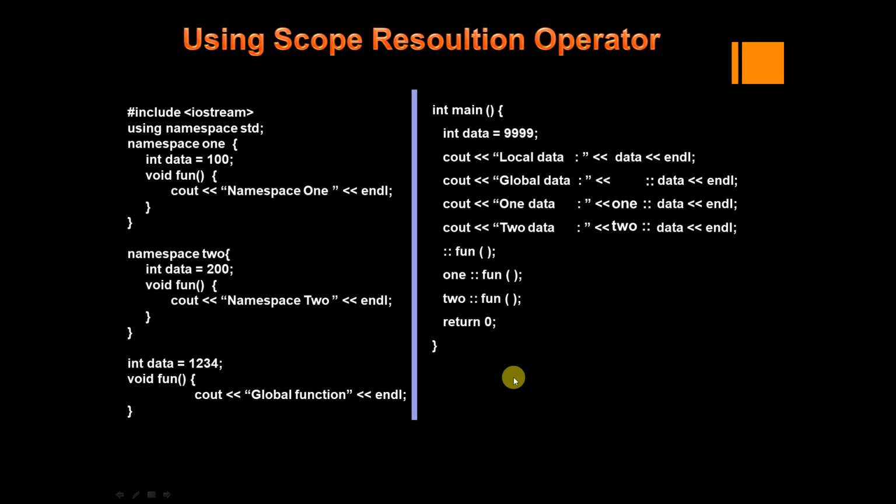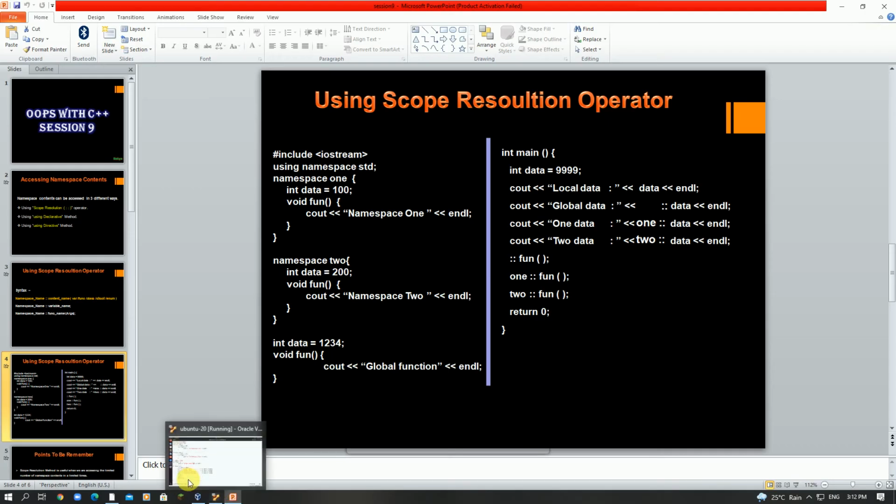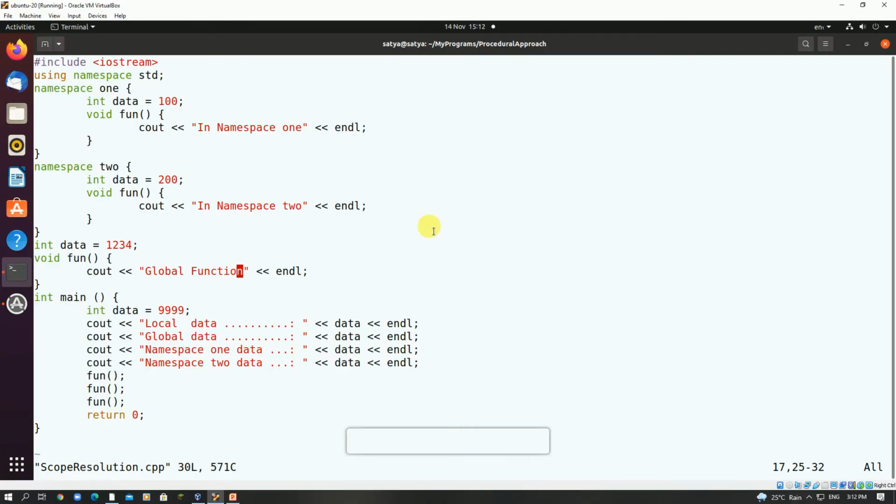So this is how we can access the contents. Now let's see programmatically how the values we are getting. Same program I have taken here. Namespace 1 is there, int data equals 100, void fun in namespace 1; namespace 2, int data equals 200, void fun in namespace 2; int data equals 1234, cout global function.